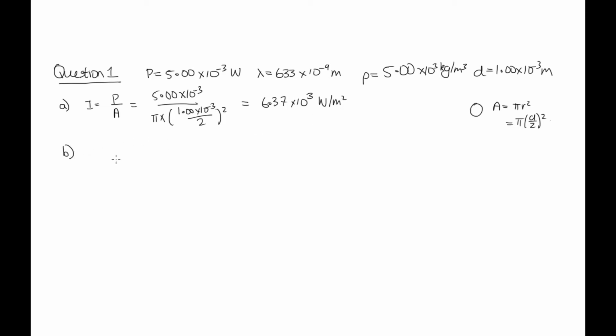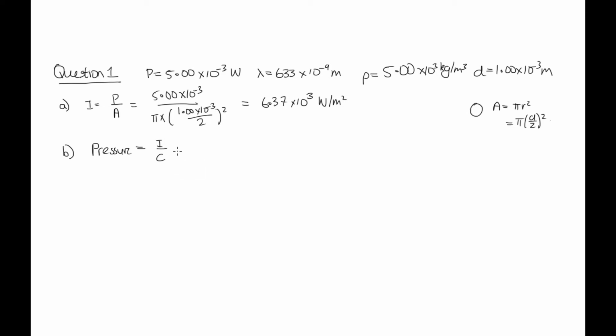Now in part B, we're asked for the radiation pressure on the sphere. Okay, so the radiation pressure is given by I on C. And in this case, we use I on C, not 2I on C, because the photons are being absorbed by the sphere. They're not being reflected by the sphere. If the sphere was reflecting them, then the change in momentum of the photons would be double. And so we'd end up with a factor of 2 here.